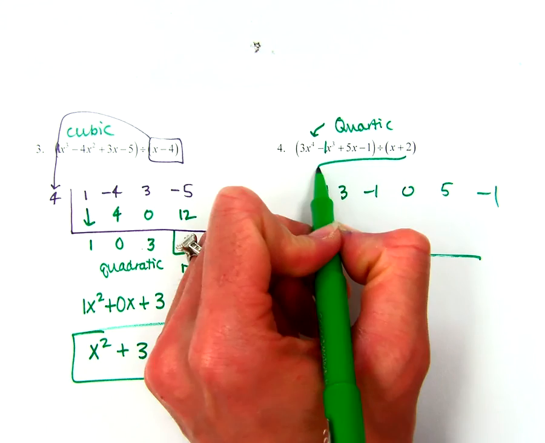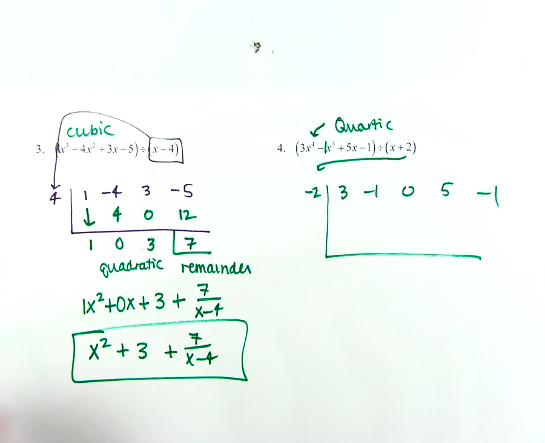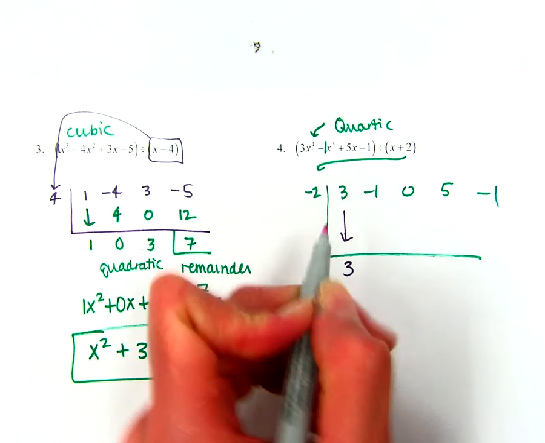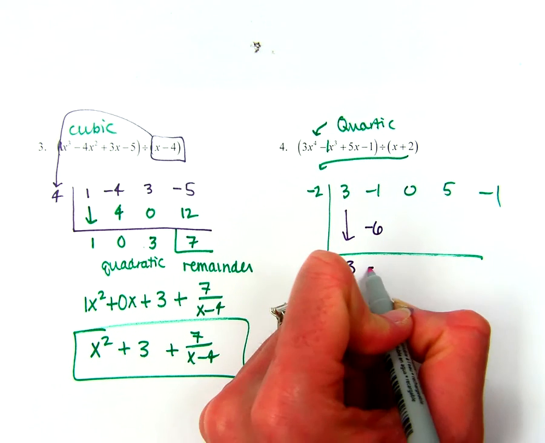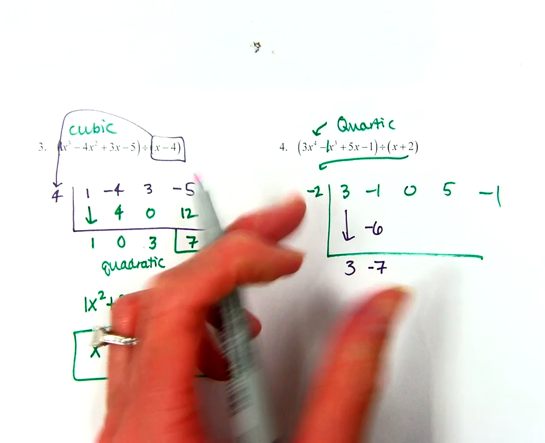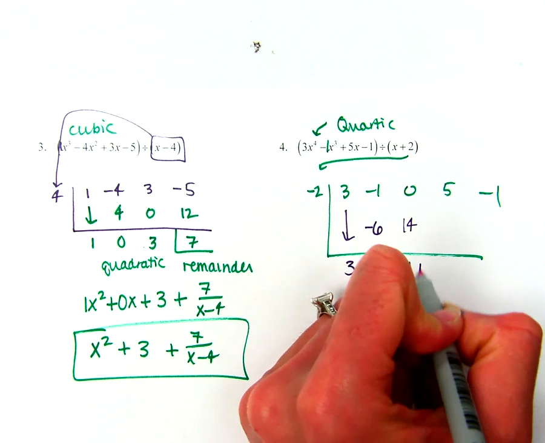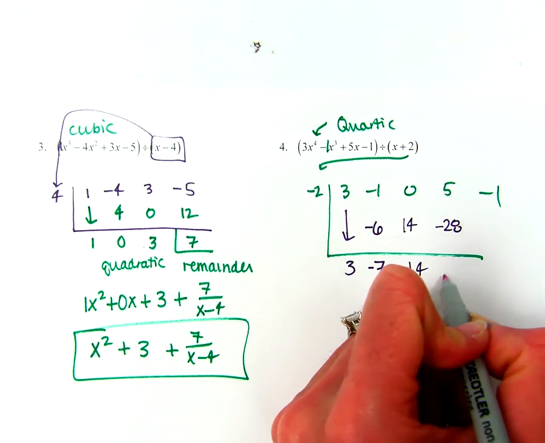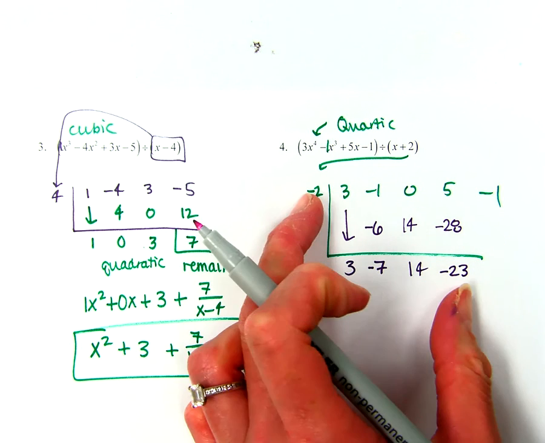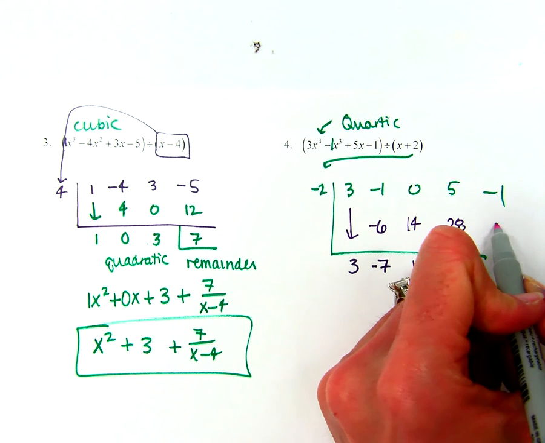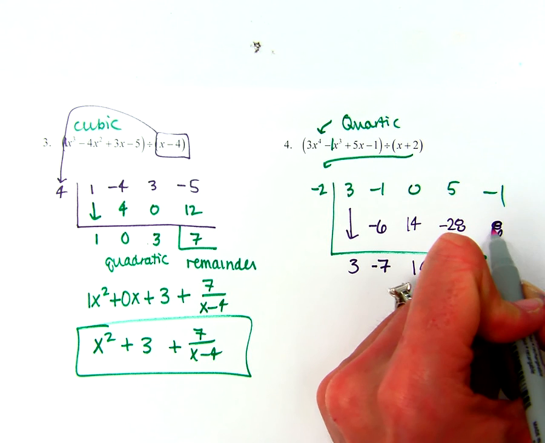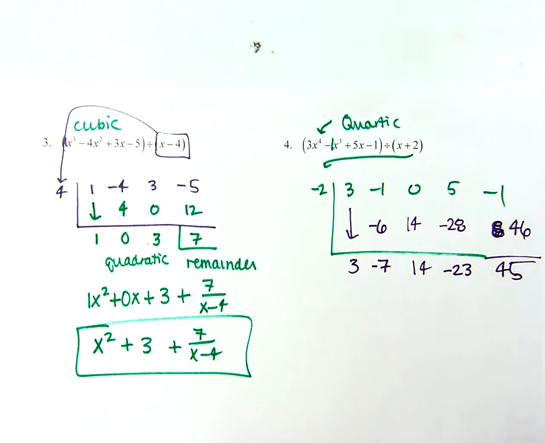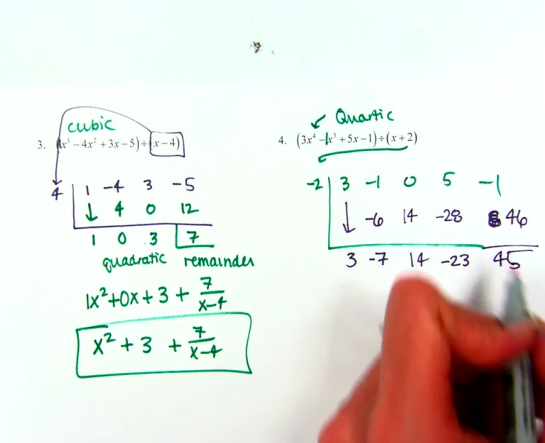Okay, what's the opposite of this number? That's negative 2. Okay, so now you're doing your synthetic division. Bring down the 3, multiply, I get negative 6. Then I add, negative 7. Multiply, I get 14. Then I add, I get 14. Multiply, I get negative 28. And I add, I get negative 23. Multiply one more time, you get 46. And when I add, I get 45. Okay, so 45 is my remainder.